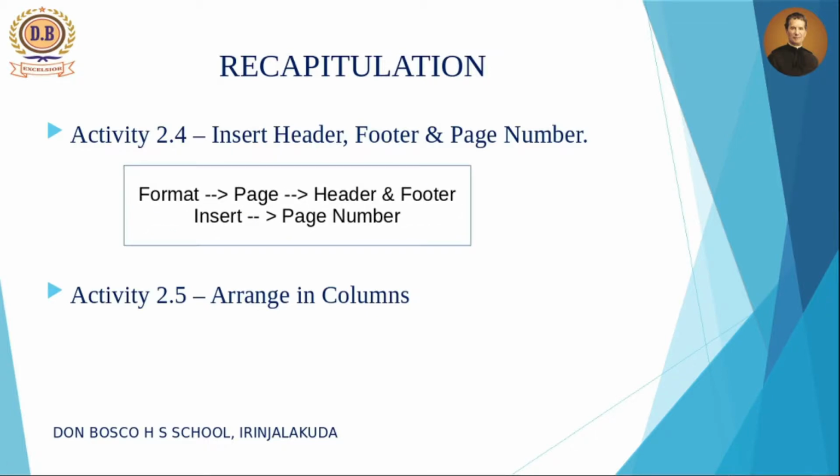And activity 2.5, the second activity today, was arranging in columns. We can provide the number of columns required in the column tab in the page option, and you can find the auto width facility. Column width will be adjusted equally if there is a tick mark against the auto width option, and if you remove that tick mark, you can adjust width and spacing from the width and spacing option. So this is our second activity in today's class.